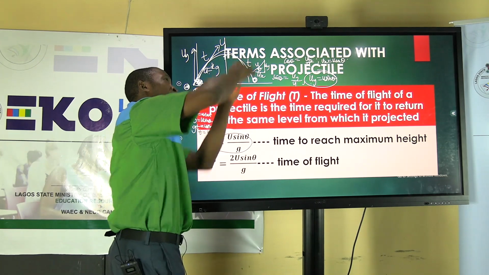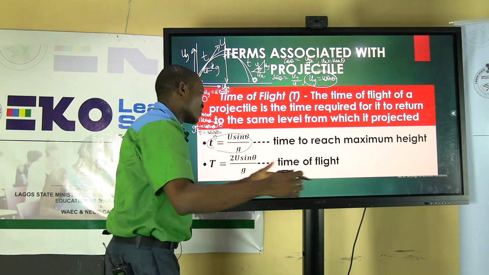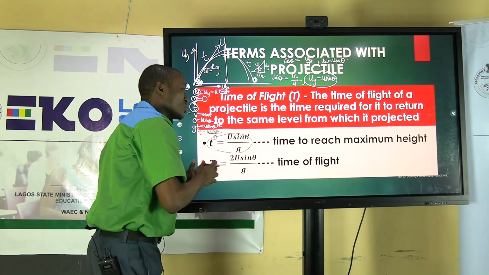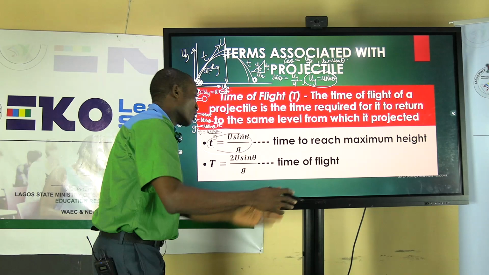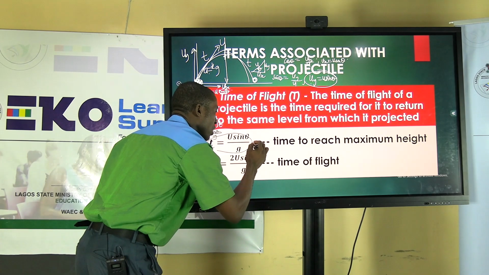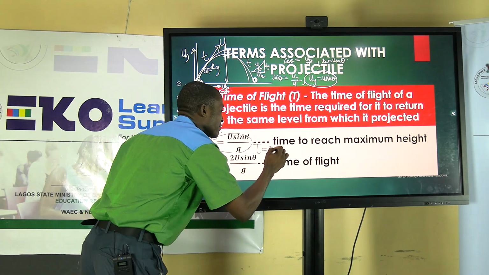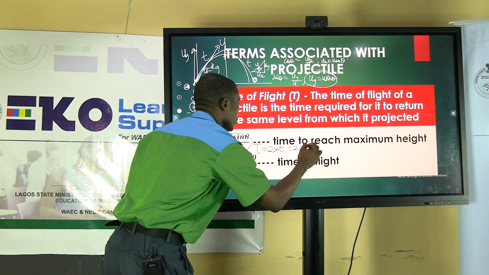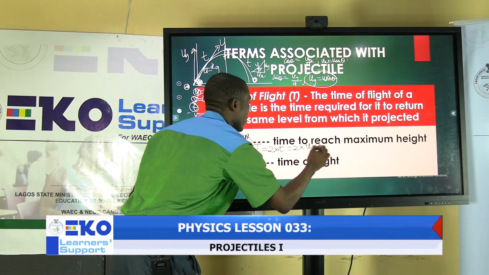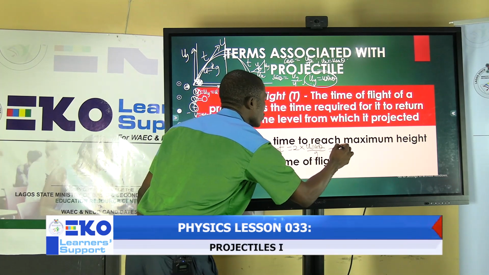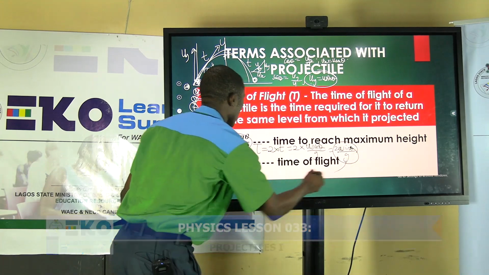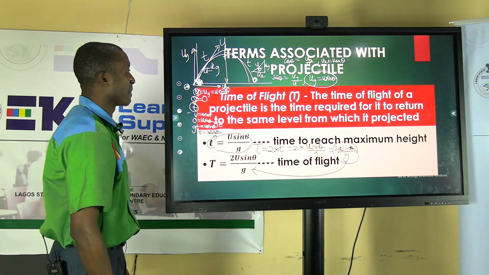The same time it's going to take to reach maximum height, the same time it's going to take to come down. So time of flight is go up and come down. Once you know the time to go up is the same as the time to come down, then the total time will be 2 times the time to go up. So that's going to give us 2 times u sine theta over g. This gives us 2u sine theta over g. So that's how we arrive at this formula.